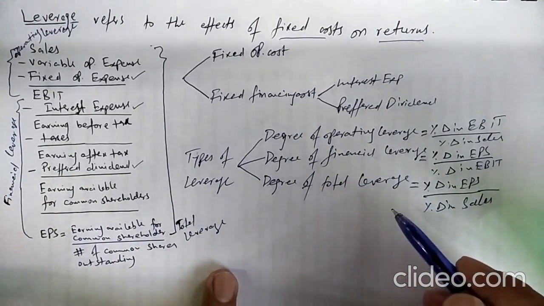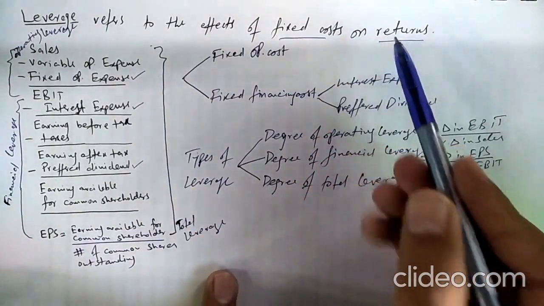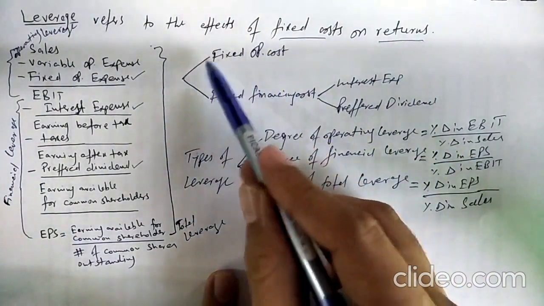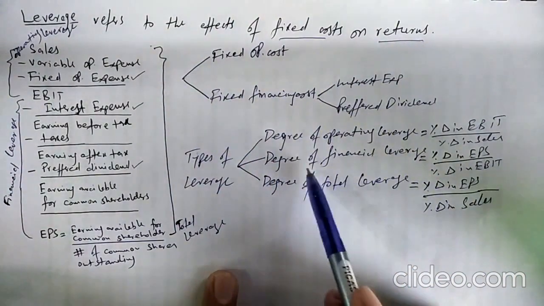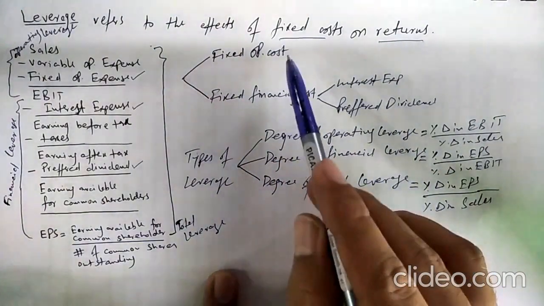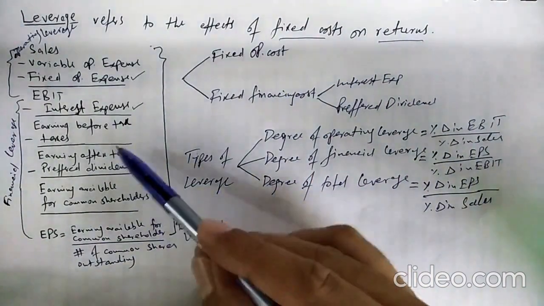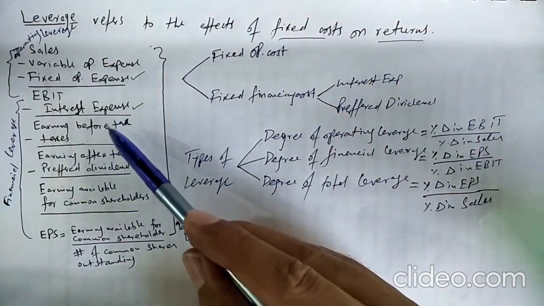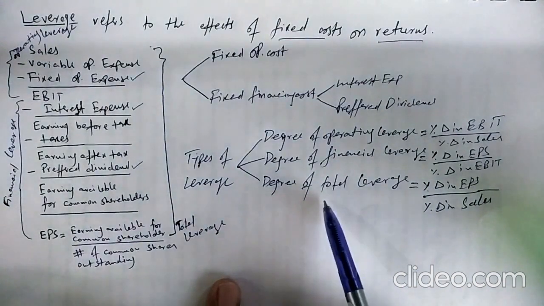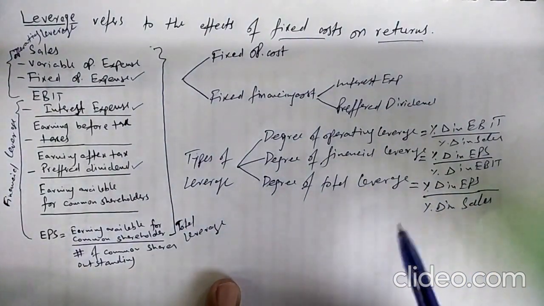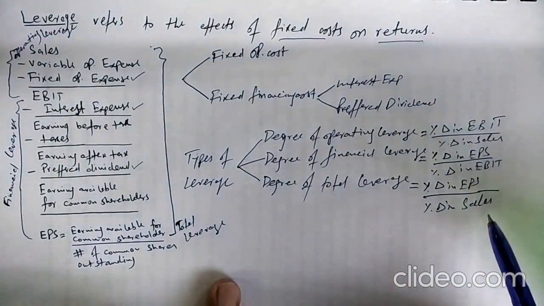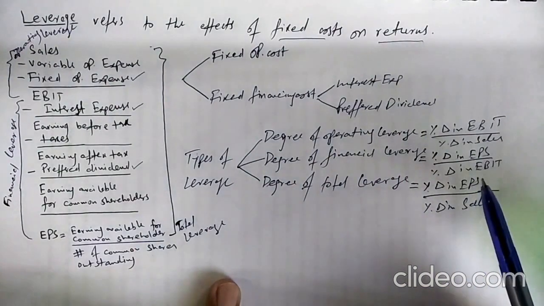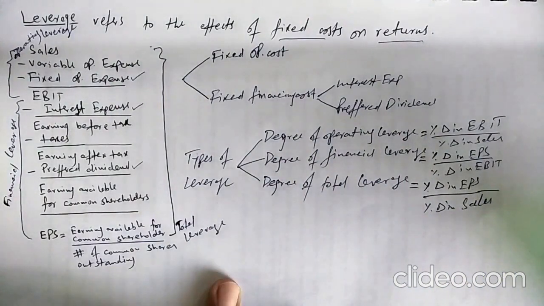So these three leverages tell us about the impact of fixed cost on returns. Operating leverage caters the impact of fixed operating cost. Financial leverage calculates the impact of fixed cost on returns by taking the two other fixed costs, which are preferred dividend and interest expense. And last is degree of total leverage, which tells us about the impact of all fixed costs on the returns, and also the impact of change in sales on change in EPS. So that's how we can calculate leverages.